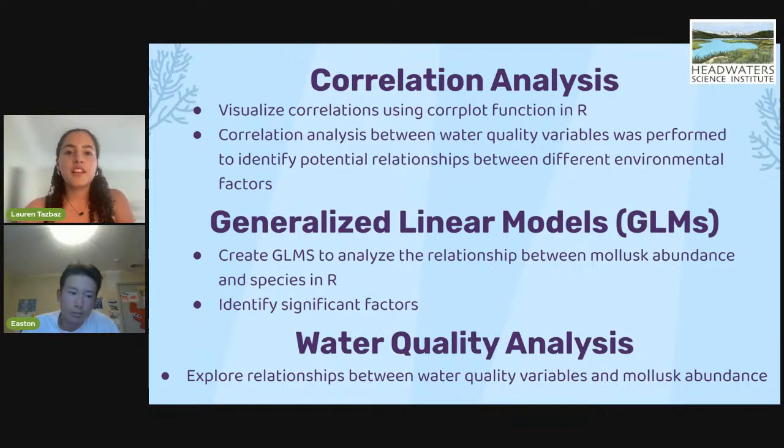So then we move on to correlation analysis. We visualize correlations using the corrplot function in R. The correlation analysis between water quality variables was performed to identify potential relationships between different environmental factors. Then we use generalized linear models, or GLMs, to analyze the relationship between mollusk abundance and species in R.